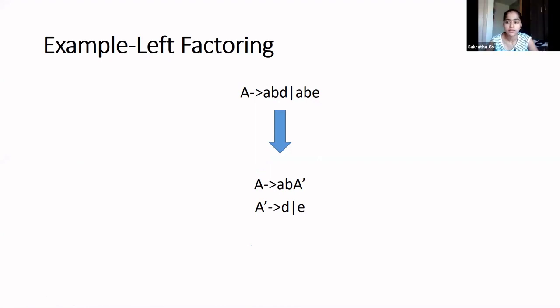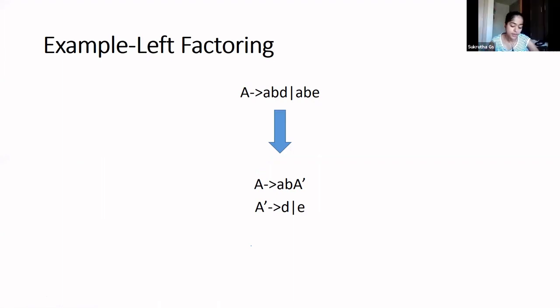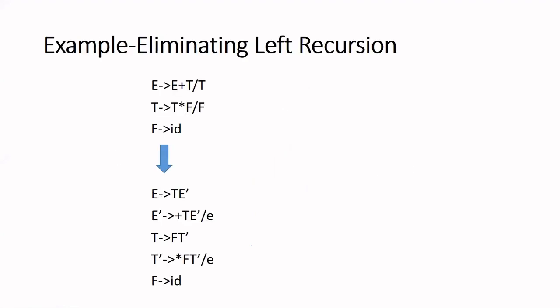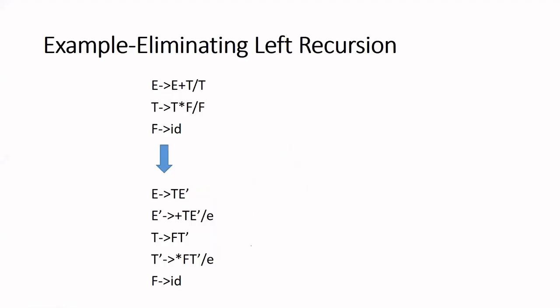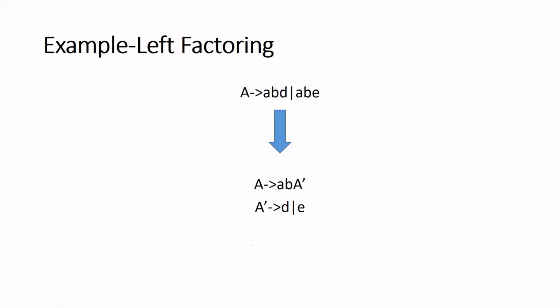So what are the three rules for top-down parsing? The grammar should not be ambiguous, so eliminate the ambiguity. The grammar should not have any left recursion, so eliminate the left recursion using this general format. And then perform the left factoring. Make the grammar deterministic. So this is the general form and this is the example. Hope it is clear.